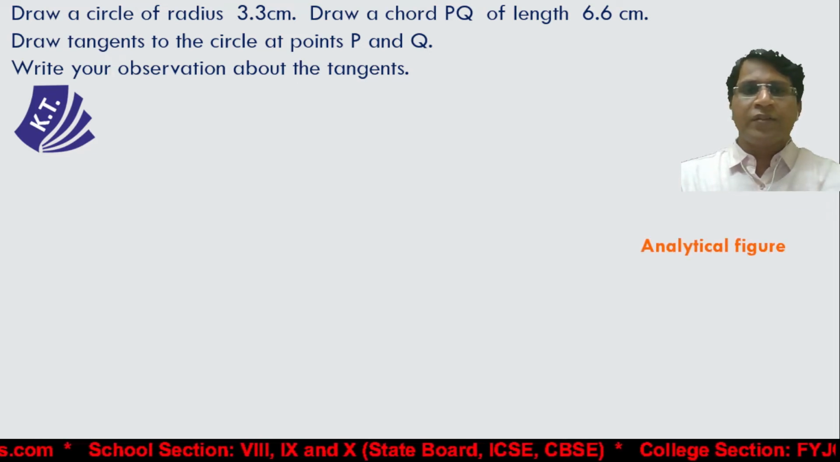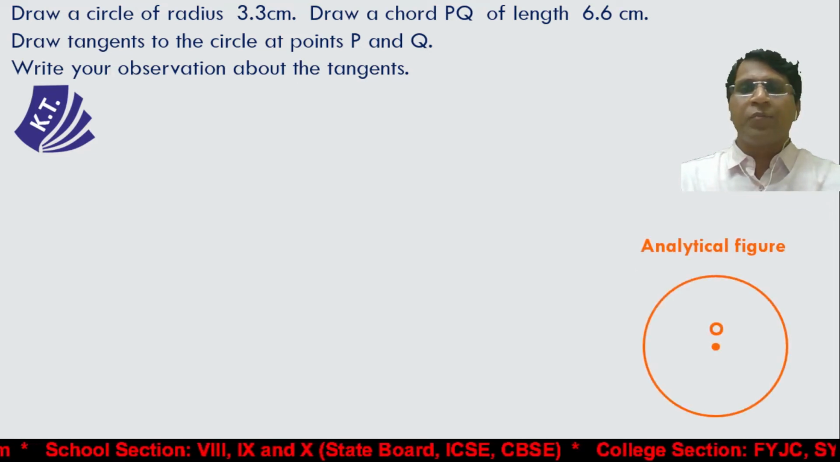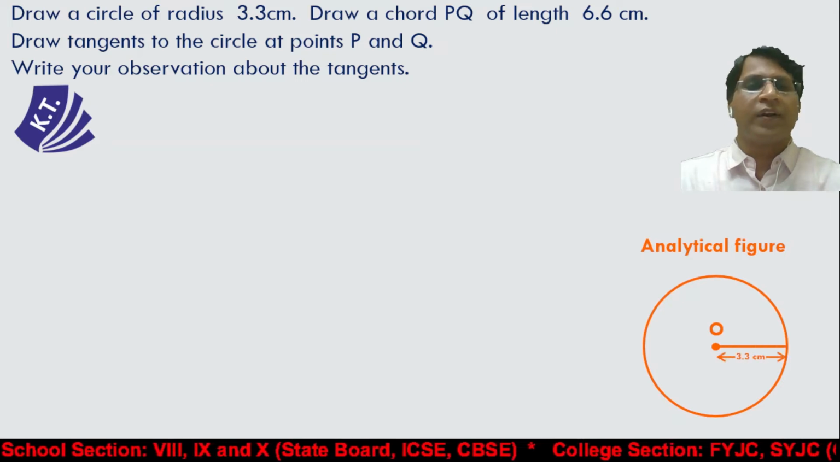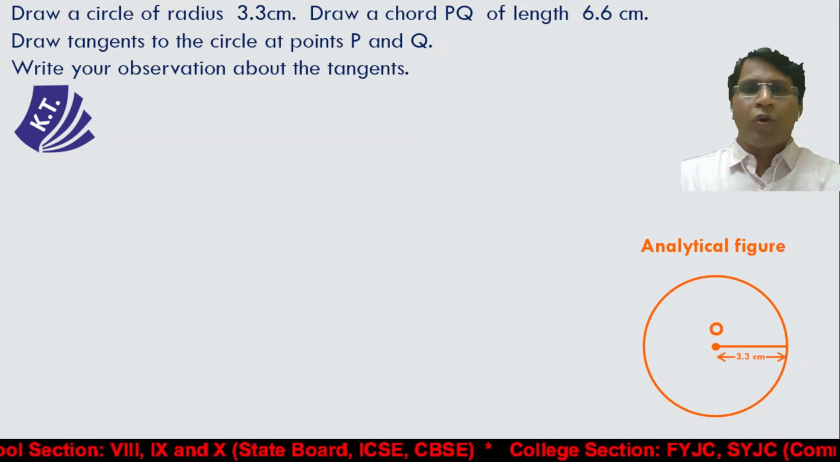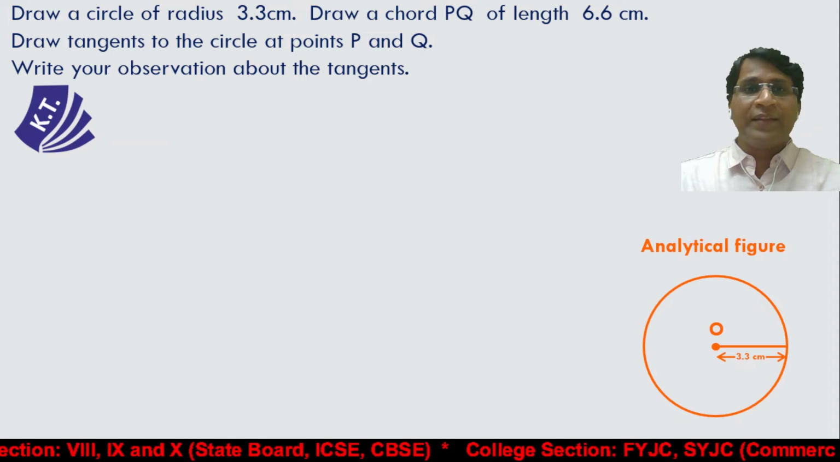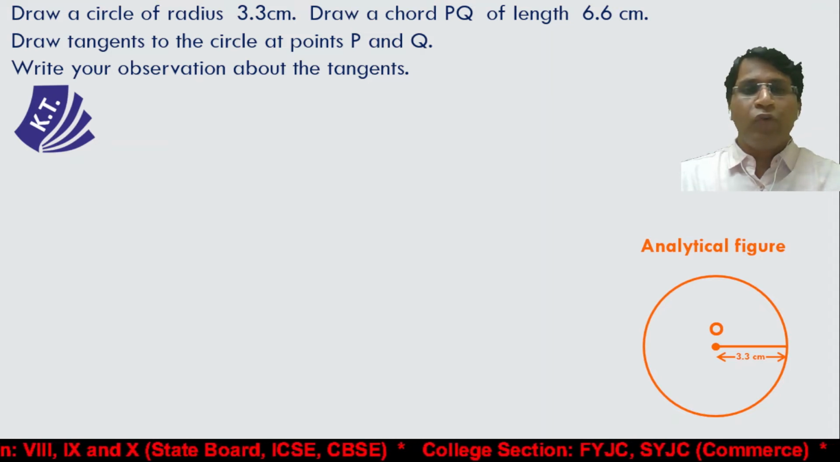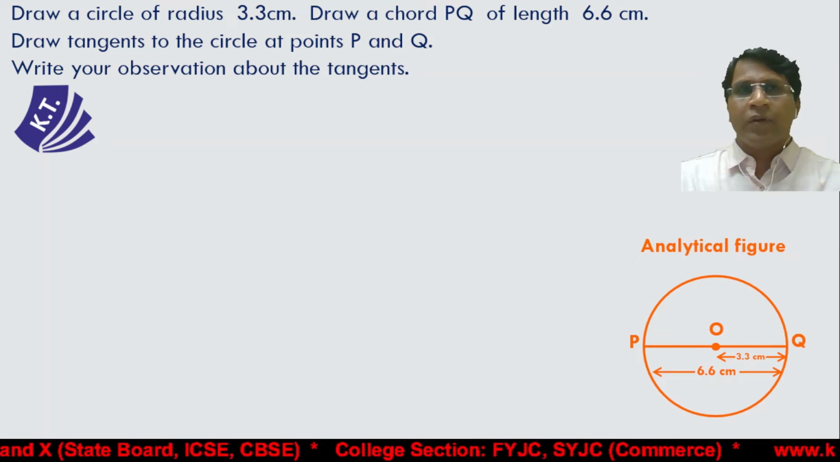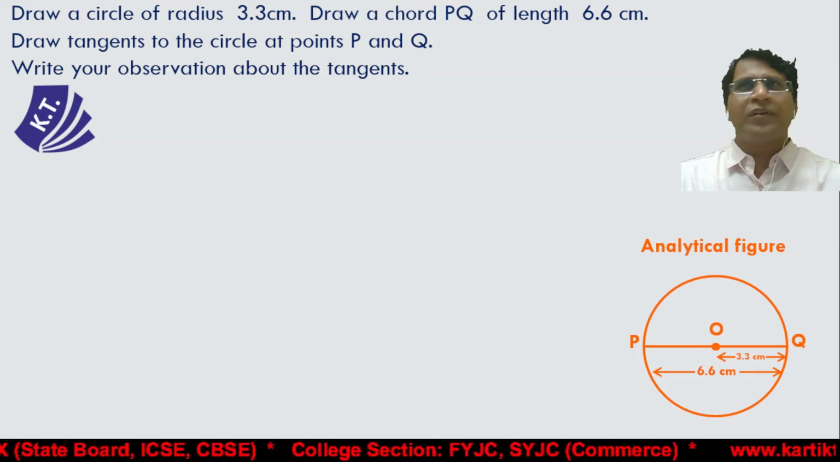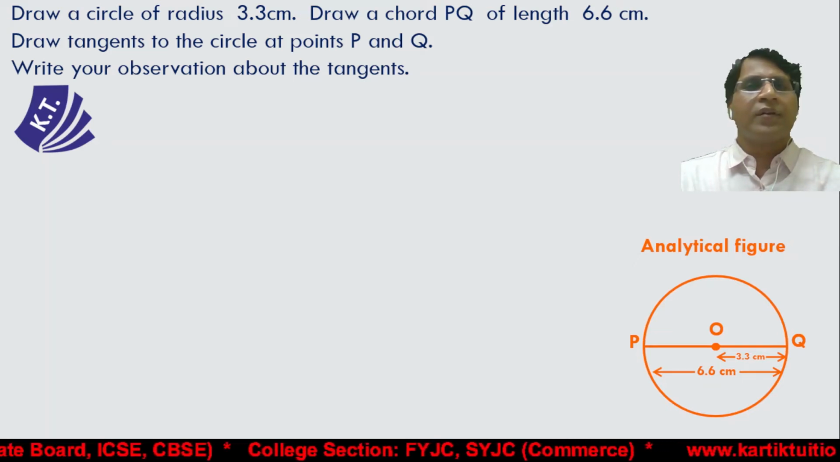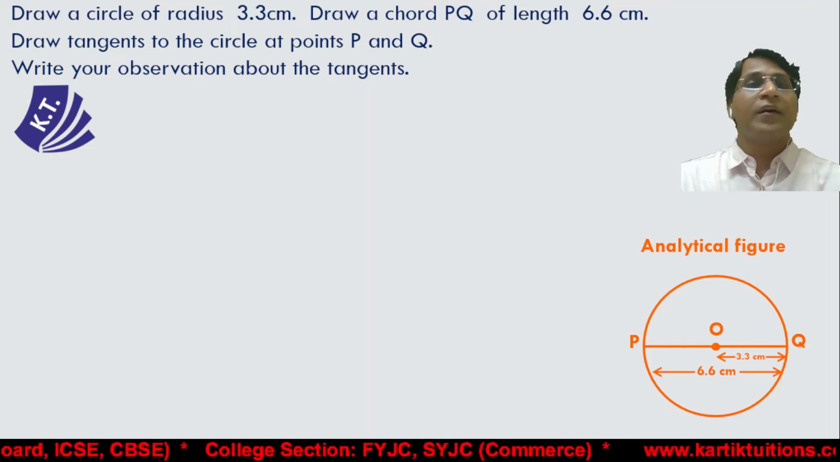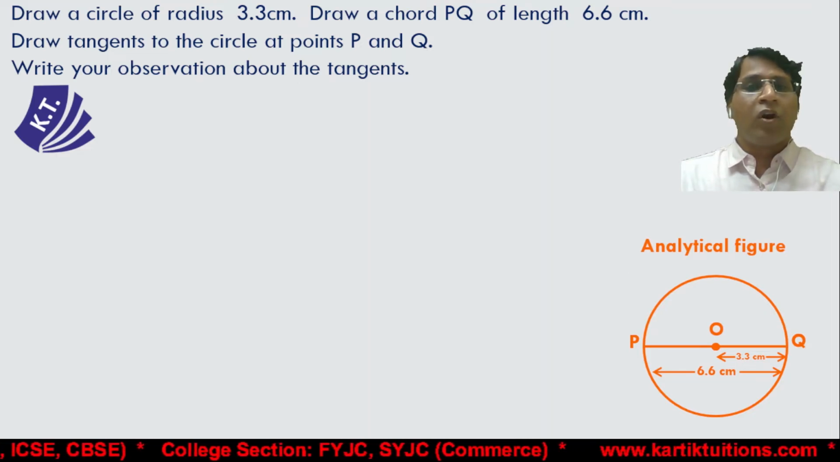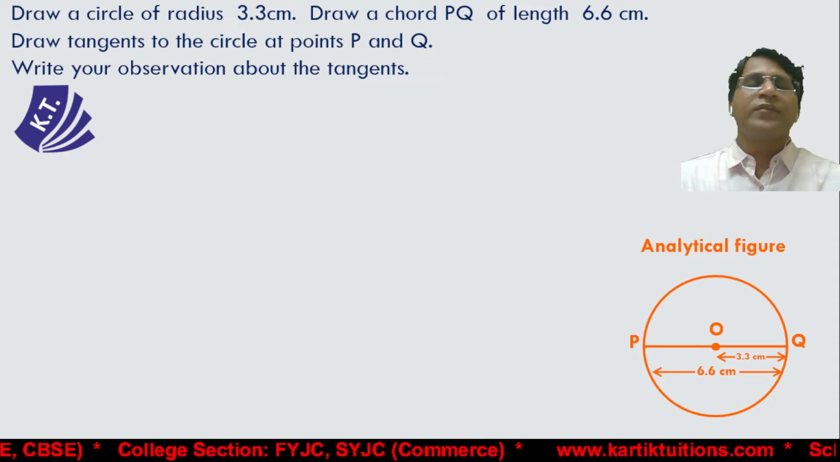Now first they have asked us to draw a circle of radius 3.3 centimeters. So this is my circle of radius 3.3 centimeters. Draw a chord PQ of length 6.6. Now if you observe, the chord is twice the radius. Now which segment is twice the radius in a circle? It is the diameter. So in other words, the chord PQ becomes the diameter of the circle.